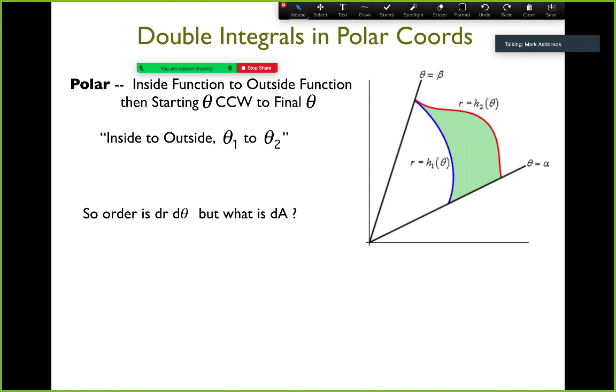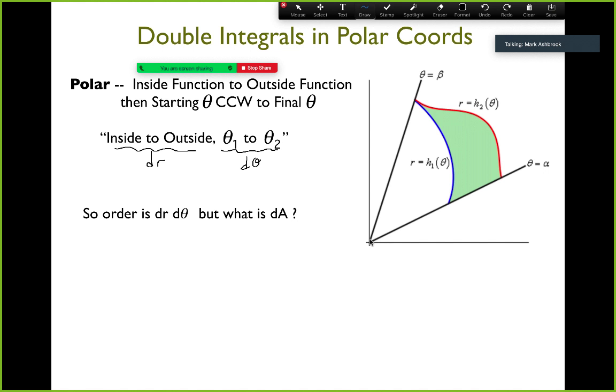So the order would be dr d theta, and so we won't be working with switching the order. For polar integrals, it'll always be dr d theta. We won't have the situation where we find it in the other order like we do with rectangular. Okay, so the order is dr d theta, but what is dA? So let's set it up here.